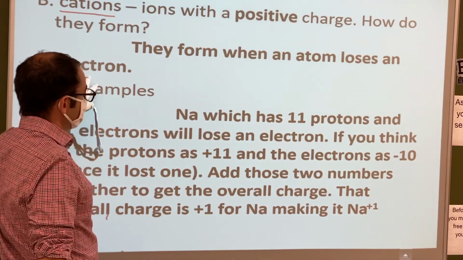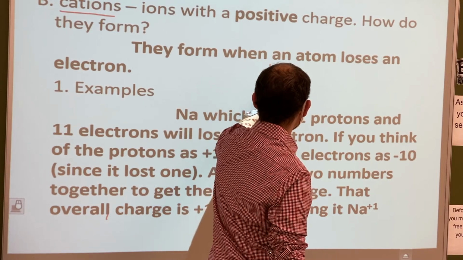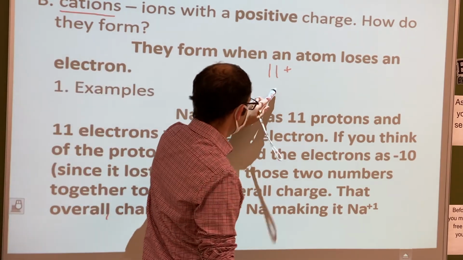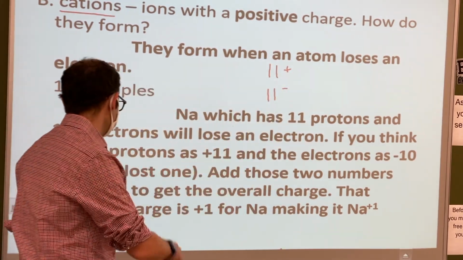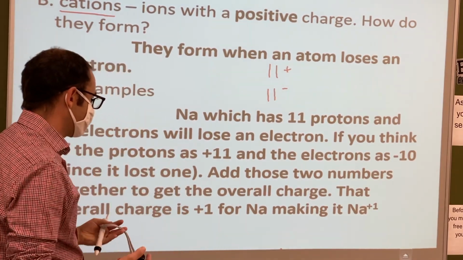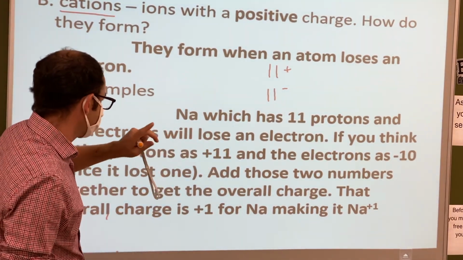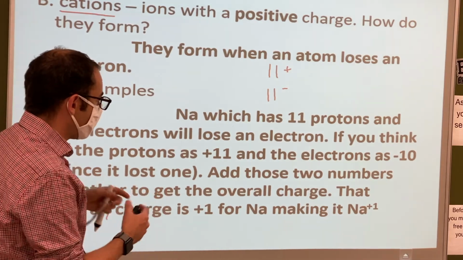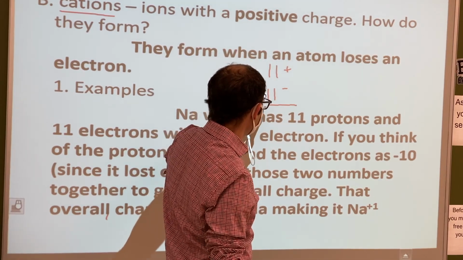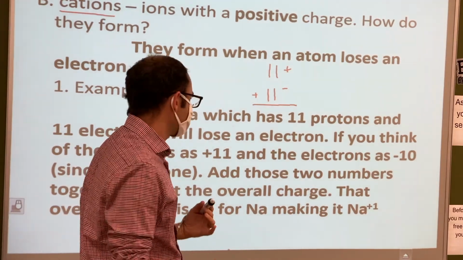The only thing you need to know is up here. Sodium has 11 protons, so I'm going to say it's 11+, because protons are positively charged, and 11 electrons, so that'll be 11 with a minus. It will lose an electron, which we're going to talk about in a second. If you think of protons as +11 and electrons as -10, since it lost one, let's see what happens. Normally, sodium has 11 protons and 11 electrons, so when you add these charges together, it's 0.